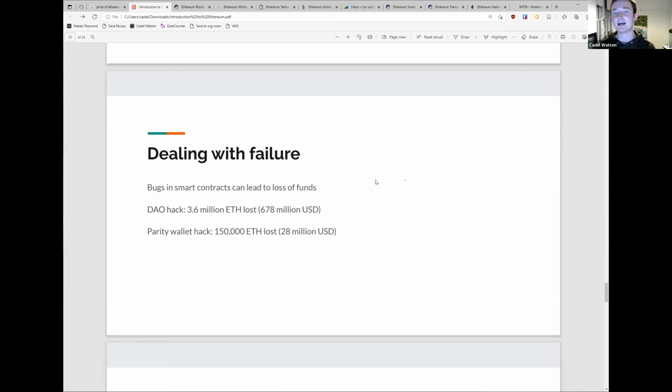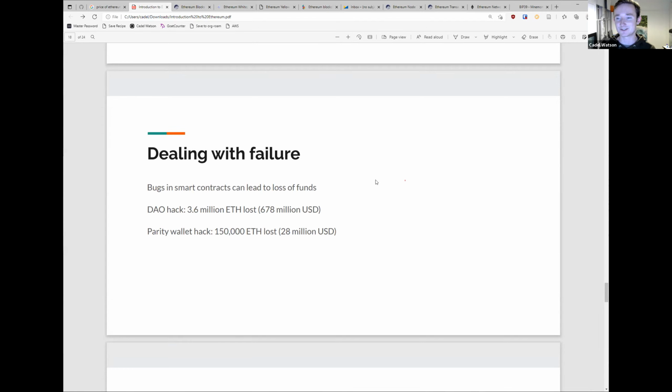But what that doesn't help is if the smart contract itself has a bug in it. We've all written bugs in our programs, which is fine, we just fix them. But the issue with smart contracts is that once you've loaded it onto the network, it's there forever. So if you've got a bug in there that someone can find, it's very, very difficult to fix it.